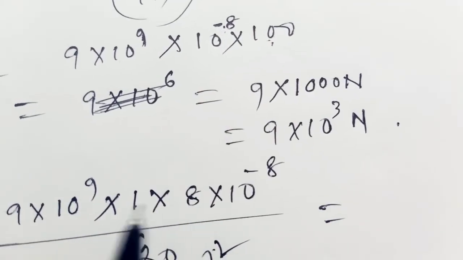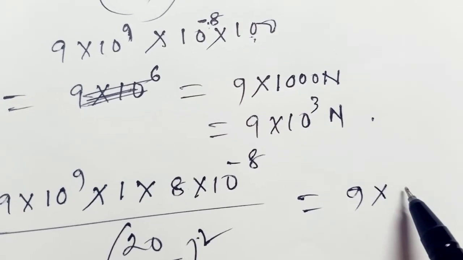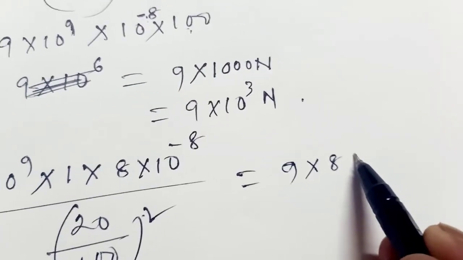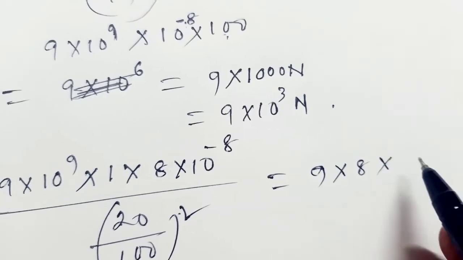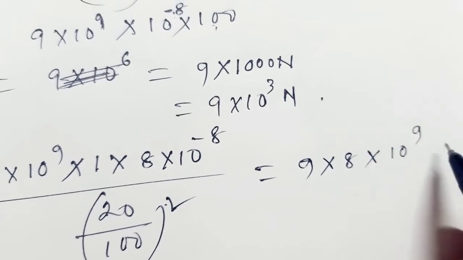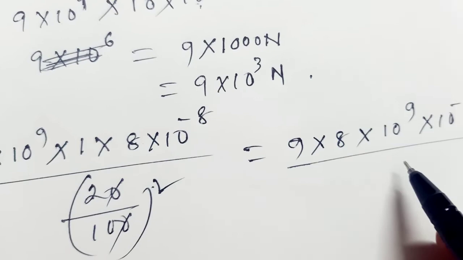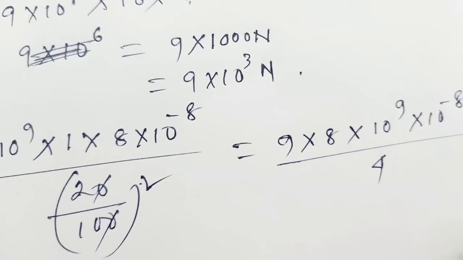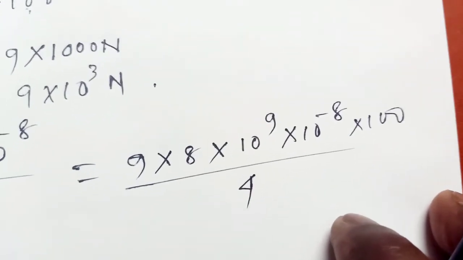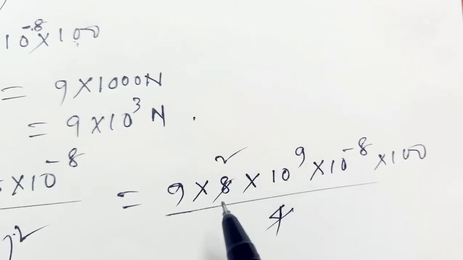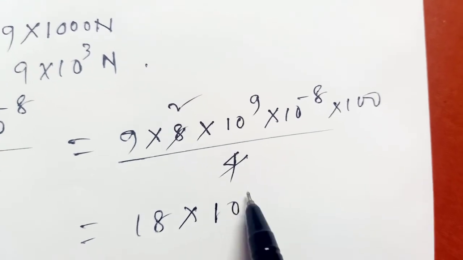Now this is the simplest way, because here it is 2, so 2 square, 8 cancels, so it is meaningless to multiply it. 10 to the power minus 8, the zeros cancel each other, so 2 2's are 4 and 100. So 9 into 8 into 10 to the power 9 into 10 to the power minus 8, 100 by 4, so 4 2's are 8. So 18 into 10 to the power of 3. So 18 into 10 to the power 3 Newton.